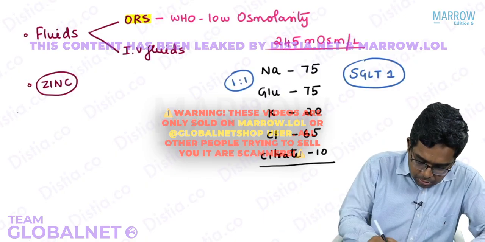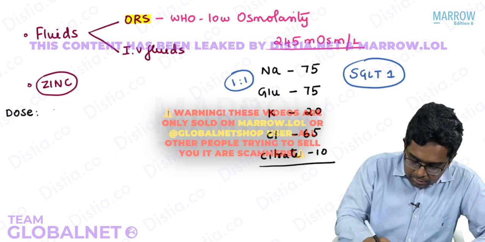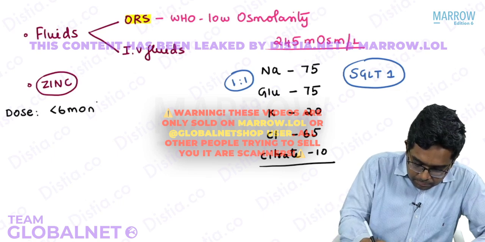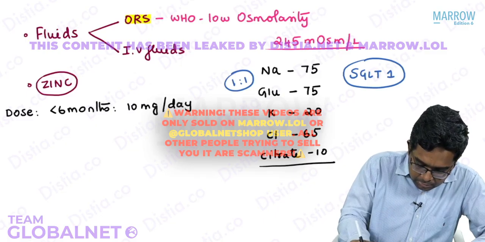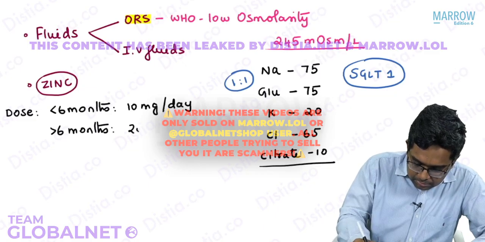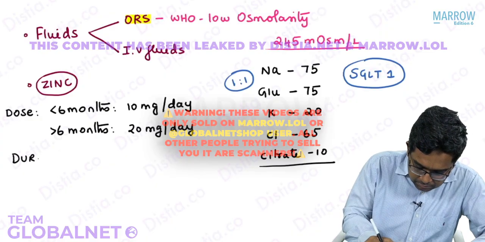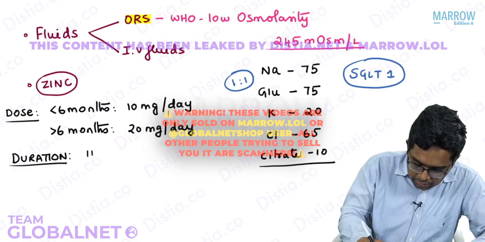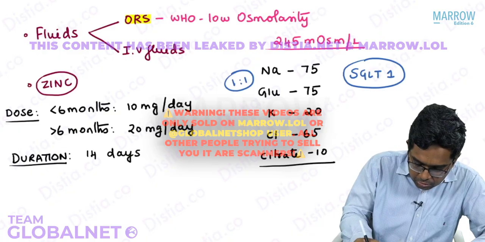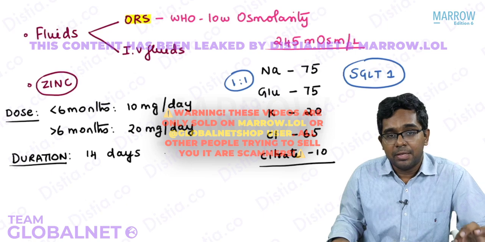You should know about the dose as well as the duration of zinc treatment. Dose is dependent on the age of the child. If the child is less than 6 months old, you give 10 milligram per day of zinc. And if the child is more than 6 months old, you give 20 milligram per day of zinc. Okay, the duration of zinc treatment is 14 days. Irrespective of the age, you give it for full 14 days. So in addition to the fluids, zinc is recommended in the management.